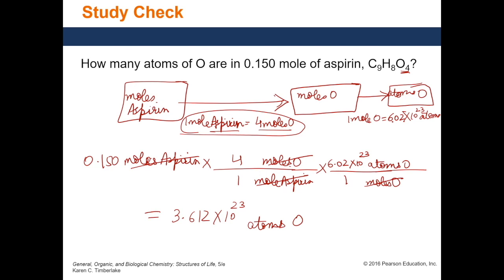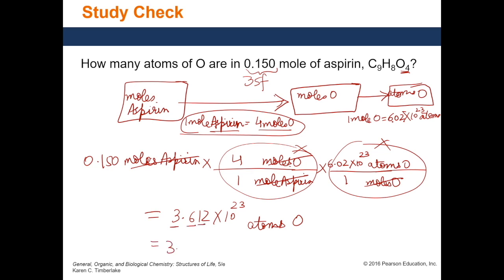And how many sig figs are we looking for? The only relevant sig fig here is coming from 0.150. This is an exact number. This is also exact, so we don't care about sig figs. This is 3 sig figs, so we want the final answer to have 1, 2, 3 sig figs, which is 3.612 times 10 raised to power 23 atoms of oxygen.